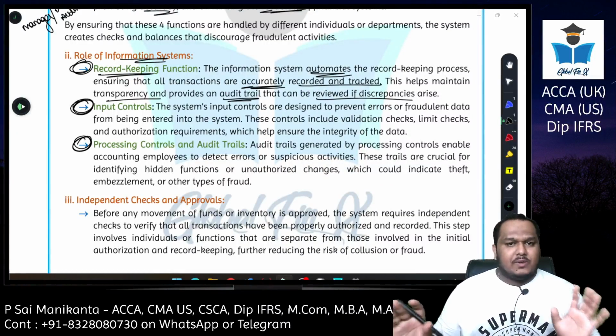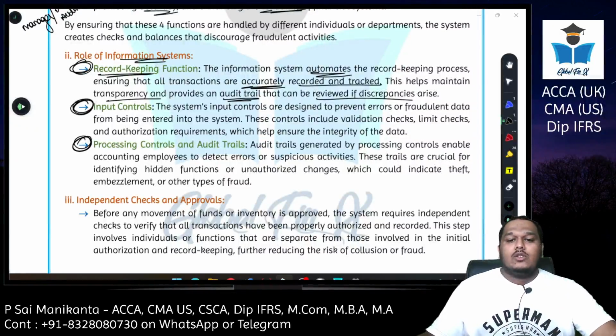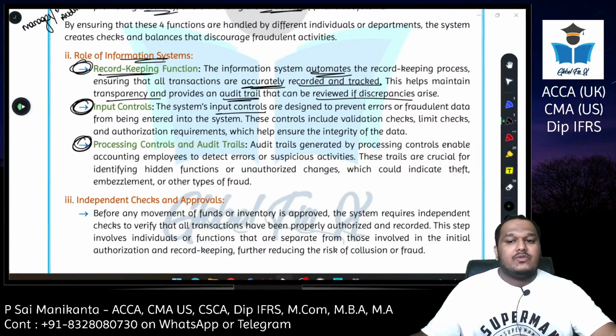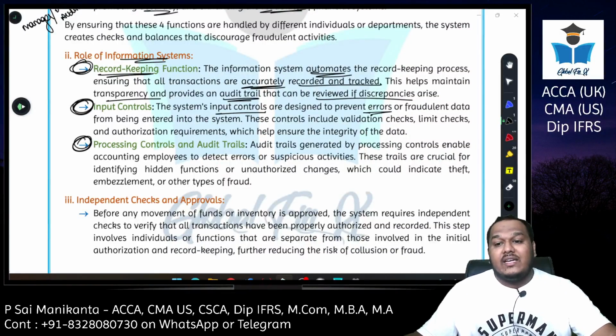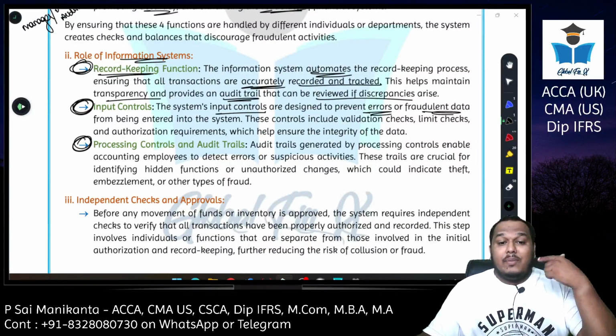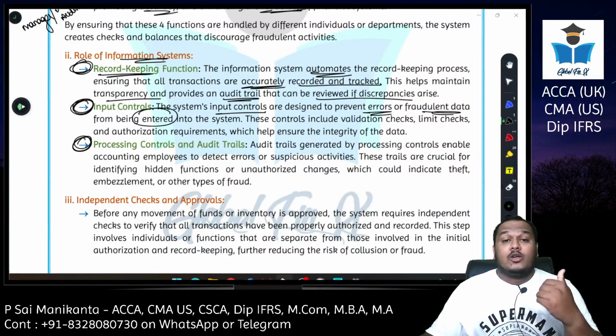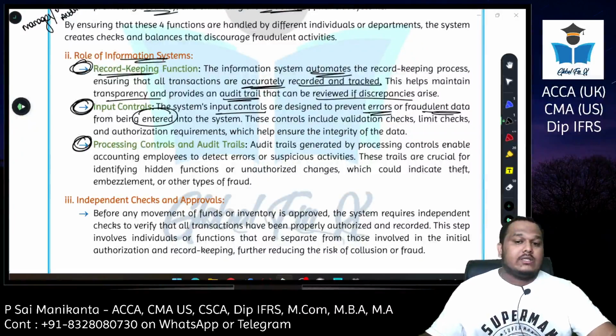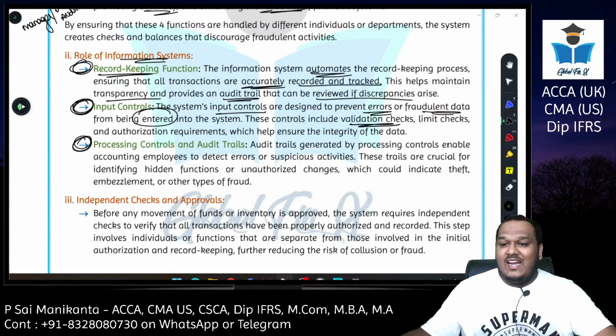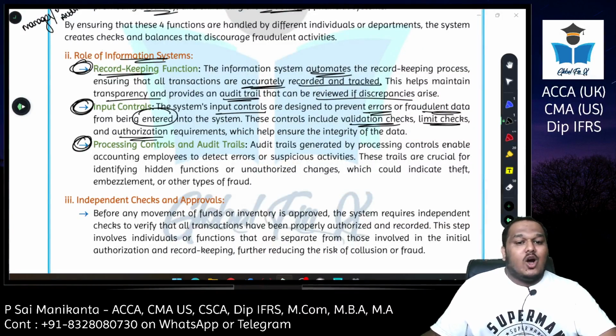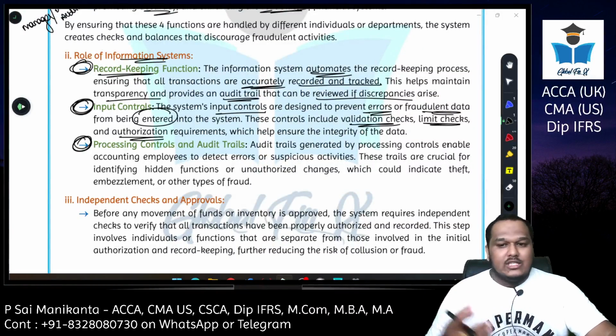We already discussed the previous topics, so I'm not going to repeat. The systems will have some input controls, which are designed to do what? To prevent any errors or fraudulent data from being entered into the system. Input controls means controls while entering the data into the system. These controls include validation checks, limit checks, and authorization requirements. We already discussed each of these separately.